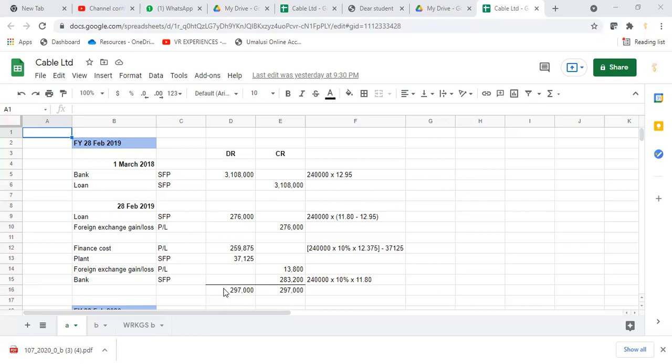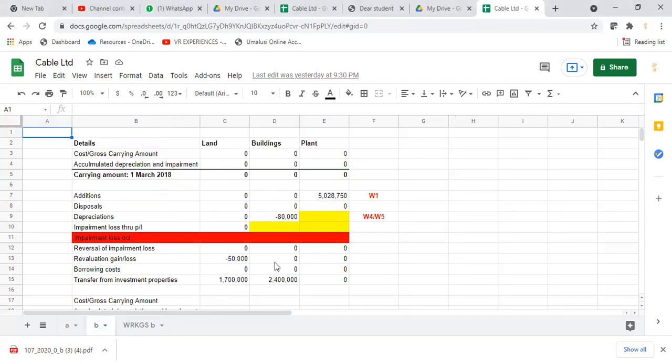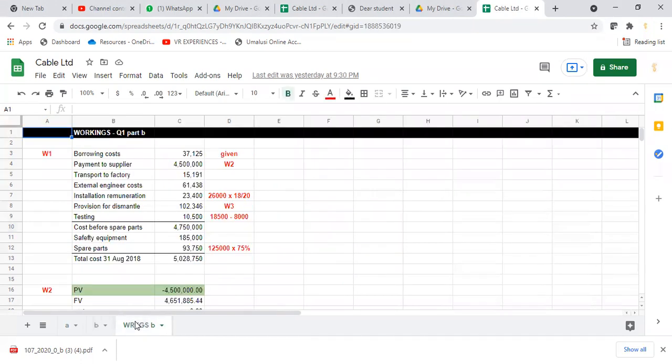What was I wanting to do? So I want to go to part B. So remember, we need to do depreciation over here, and then we need to do impairment. So let's go over here.